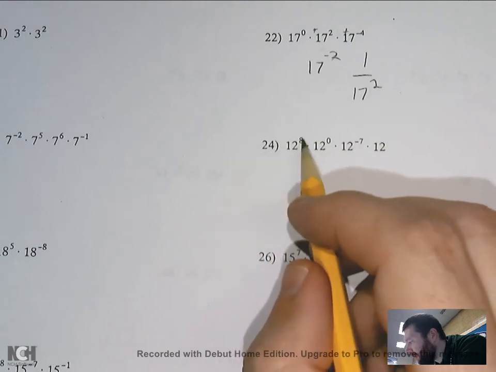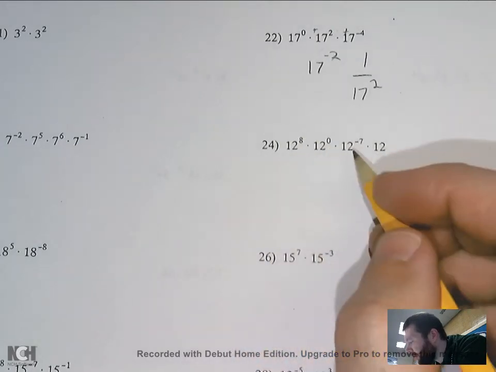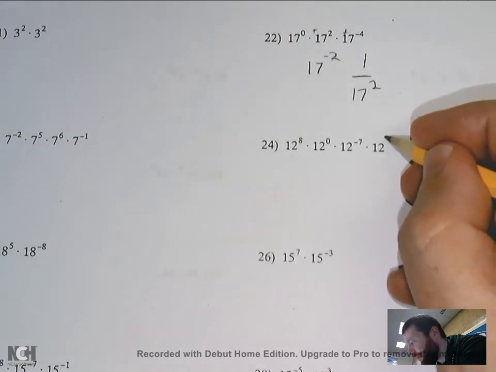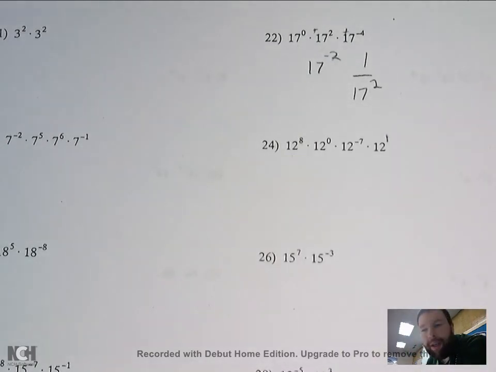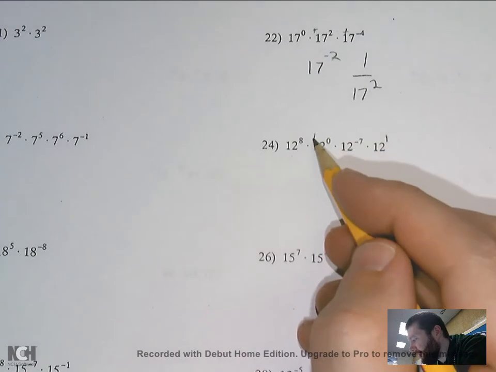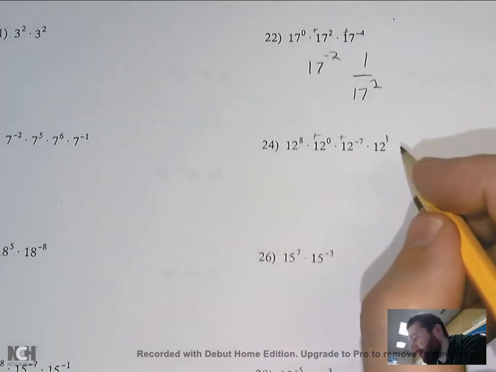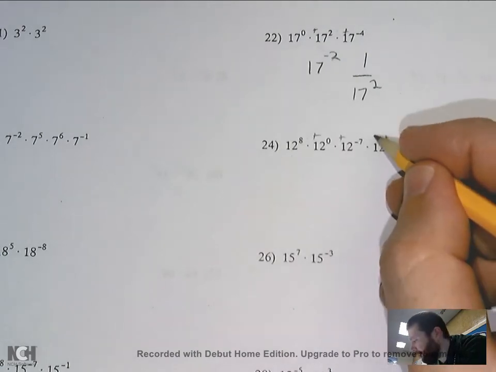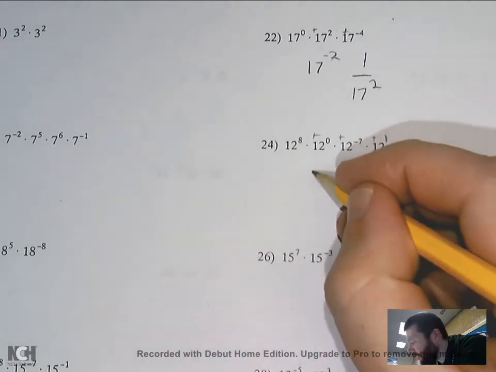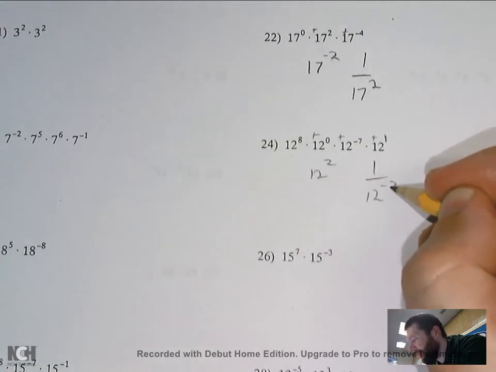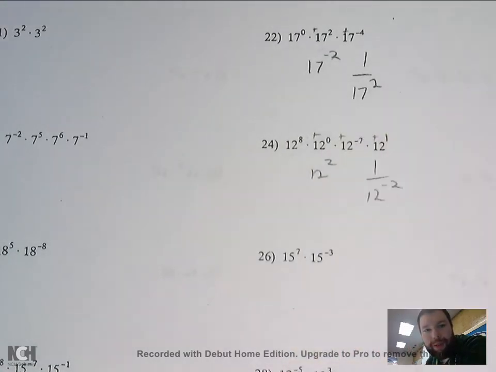So here we have 12 to the 8 times 12 to the 0 times 12 to the negative 7 times 12 to the 1. If there's no exponent there, it's always 1. So it'll be like 8 plus 0, which is 8, plus negative 7, which would be 1, and then plus 1, which would be 2. So 12 to the second, or 1 over 12 to the negative second. And that would be your 2 answers.